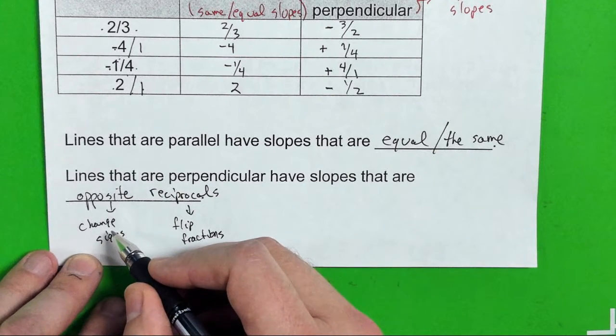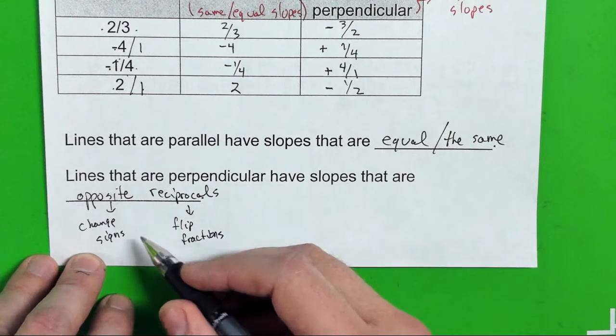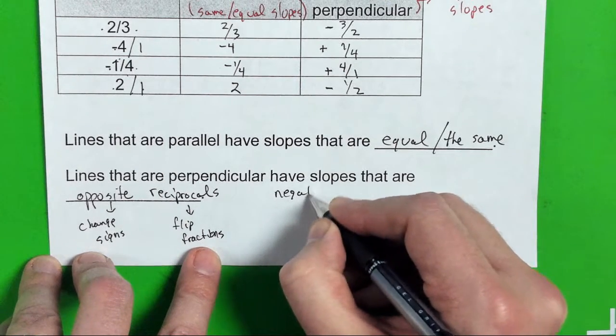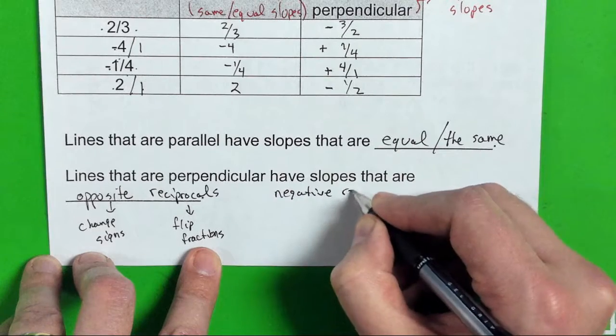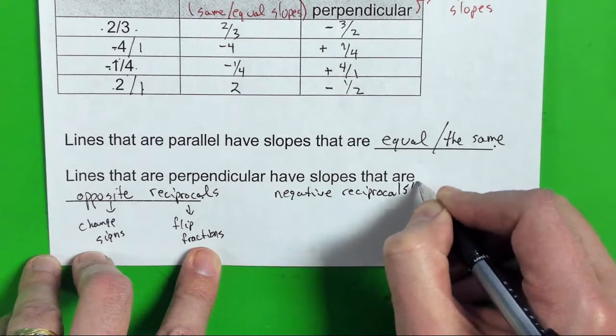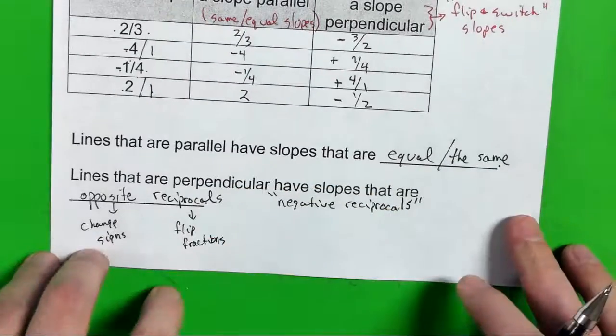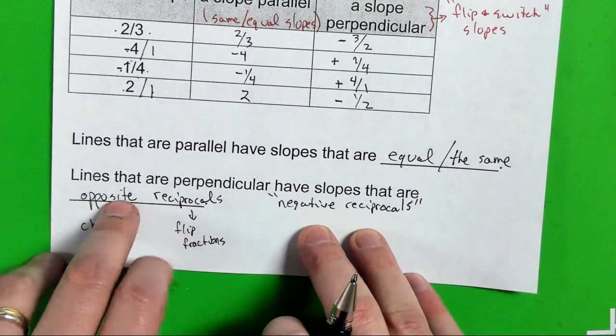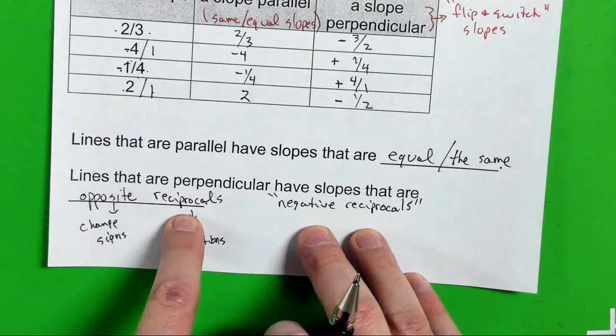So changing signs is opposite. Okay? Some people, instead of saying opposite, will say negative reciprocals. That also works, so I'll take this answer as well. So when we talk about perpendicular, this means flip and switch. Switch the signs, flip the fractions.